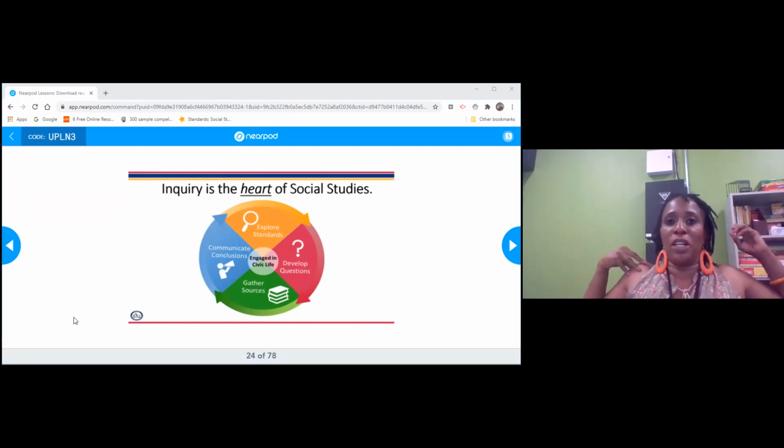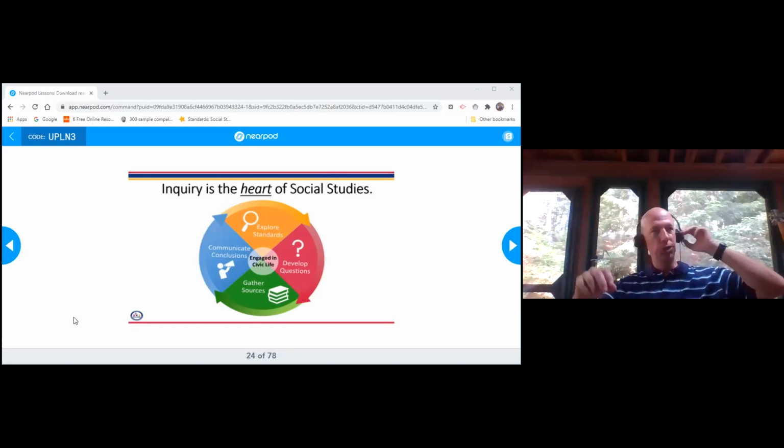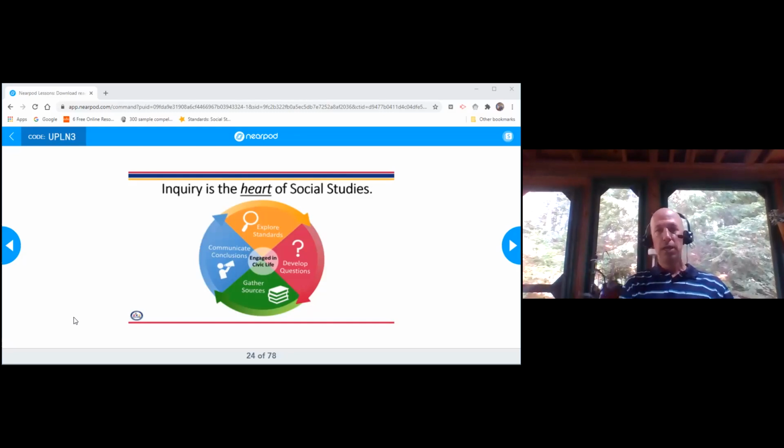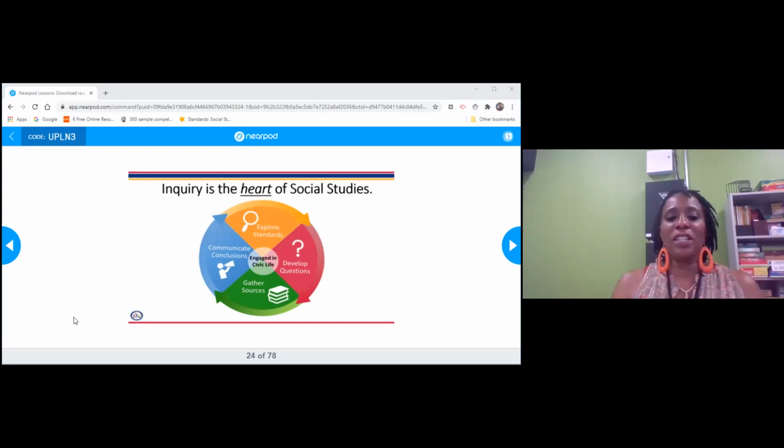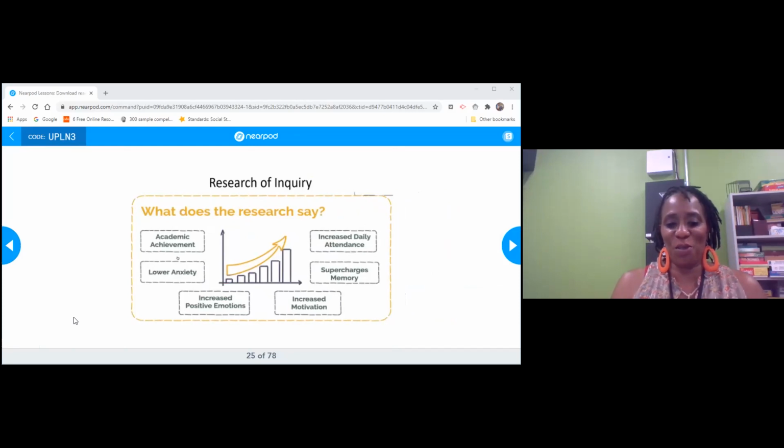Stephen, you always used, years before these new standards were even created, I was actually using inquiry every day with some kind of image that I would use to spark the attention of my students, that when they came in, to just grab that attention, they'd want to know more about what that image was about. So inquiry is not just science, it's in social studies too. So they do that by exploring the standards, developing questions, gathering sources, and then making conclusions.